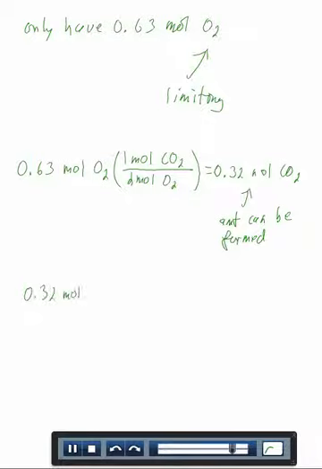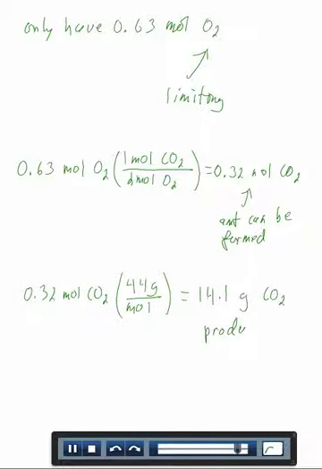Now we can convert moles of carbon dioxide to grams. There are 44 grams per mole of carbon dioxide, giving me 14.1 grams of carbon dioxide produced.